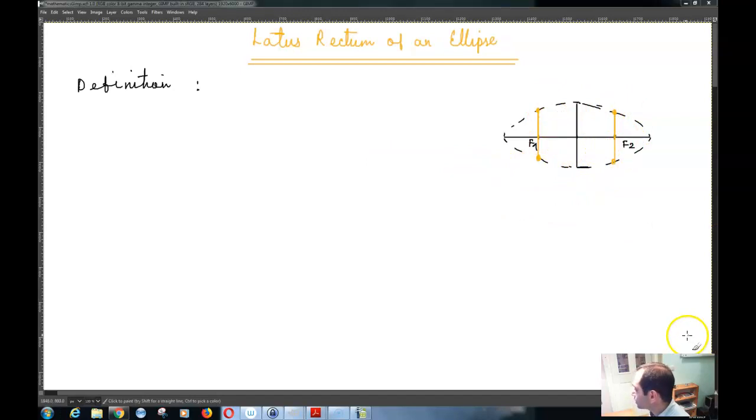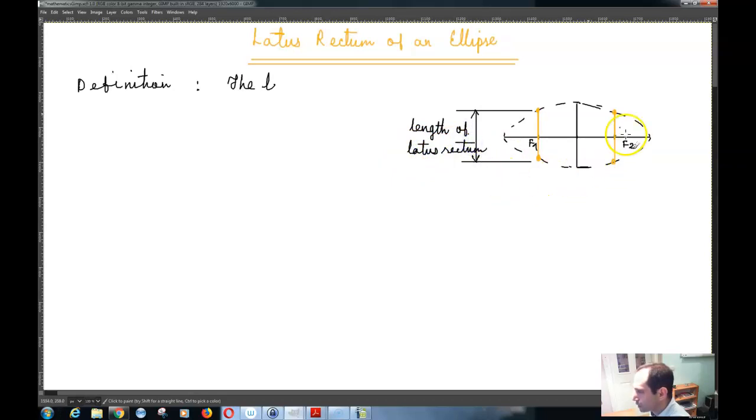So then you can say that this length over here is the length of the latus rectum. So the latus rectum of the ellipse, which is basically the same as this one, because your ellipse is symmetric.